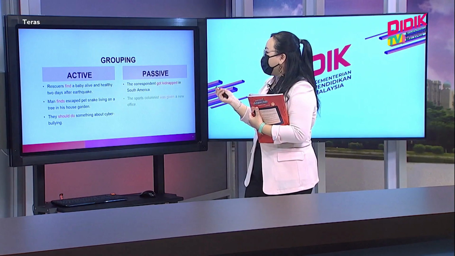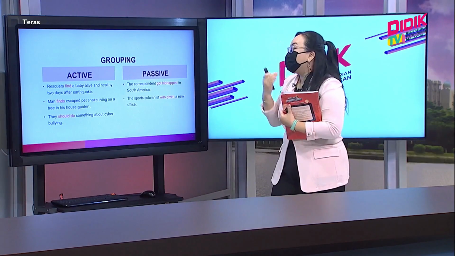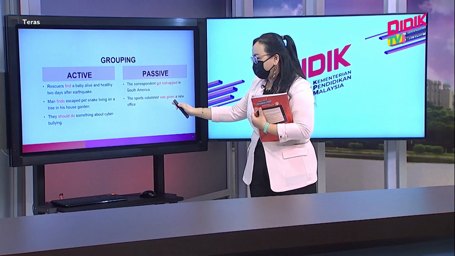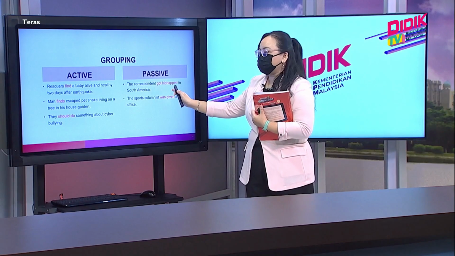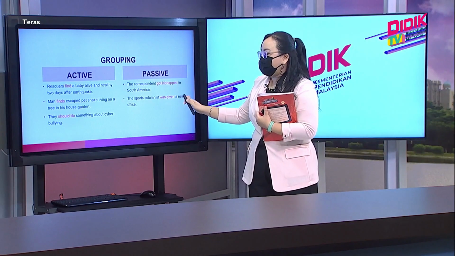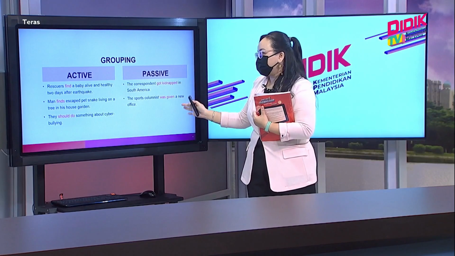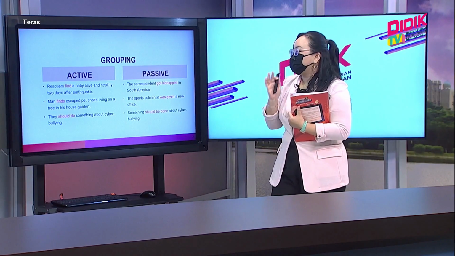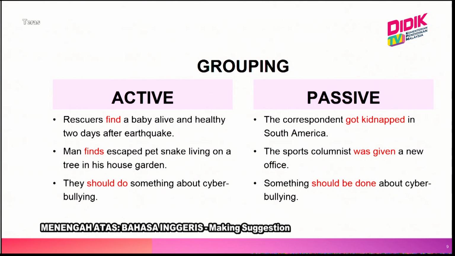So another one is like, the sport columnist was given a new office. That's why I say there's a hint there. When you have the be verb, was, and then you have the past participle here, then it shows that it is a passive form. And then the last one is something should be done. Like just now in active, we say someone should do something, right? But in passive, something should be done.